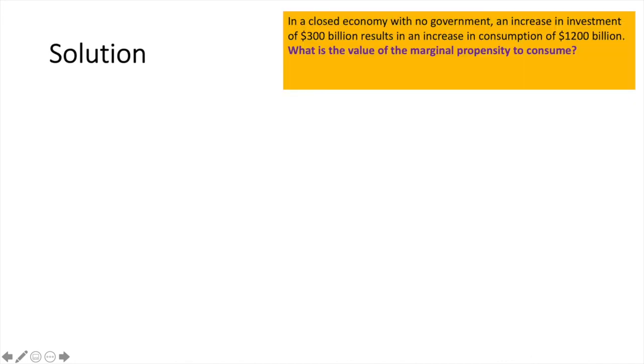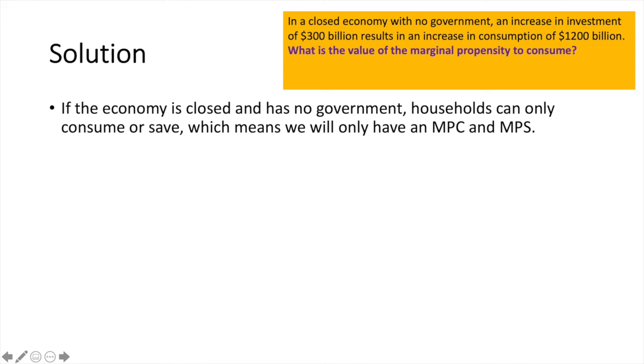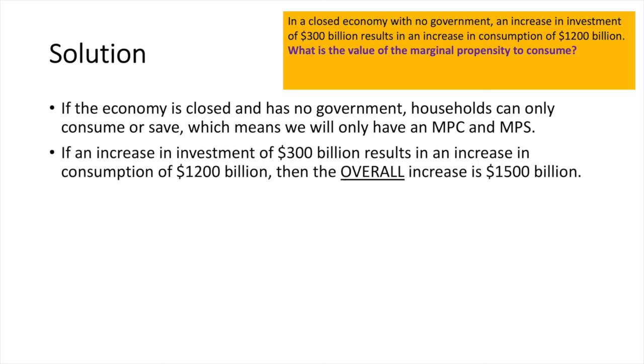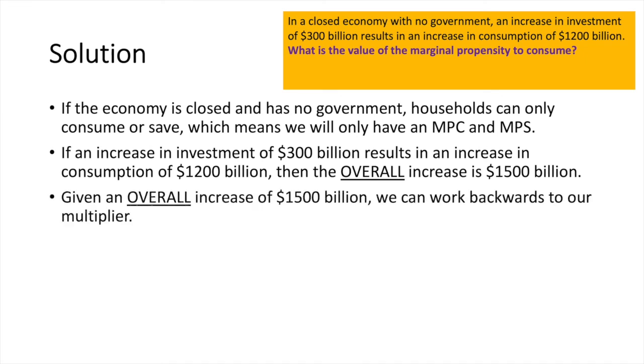If the economy is closed and has no government, households can only consume or save, which means we will only have an MPC and MPS. If an increase in investment of $300 billion results in an increase in consumption of $1,200 billion, then the overall increase is $1,500 billion. Given an overall increase of $1,500 billion, we can work backwards to our multiplier. So M is equal to $1,500 billion divided by $300 billion, which is equal to 5.